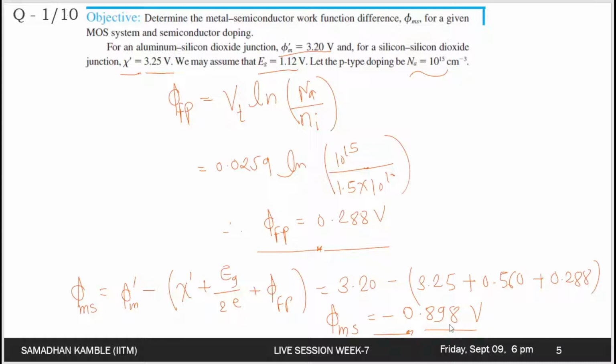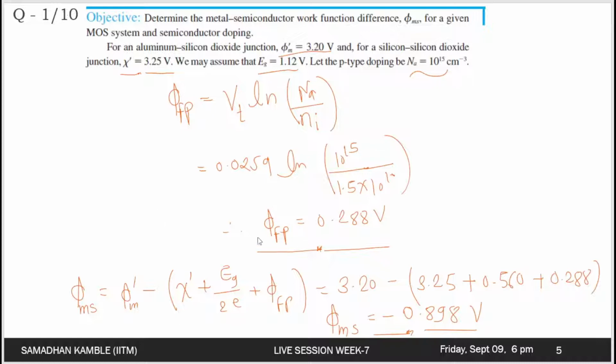Okay, so one thing to note here is that the value of phi ms is dependent on the value of phi fp, which is further dependent upon the doping concentration Na. So the value of phi ms will be more negative as the doping of the p-type substrate increases. If the doping increases, then this value increases. If this value increases, this quantity decreases and it becomes more negative. So that is one important thing to note here.